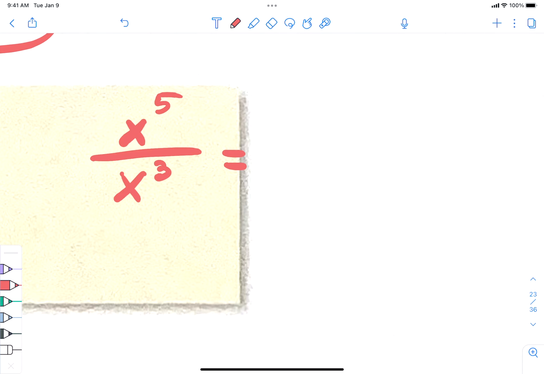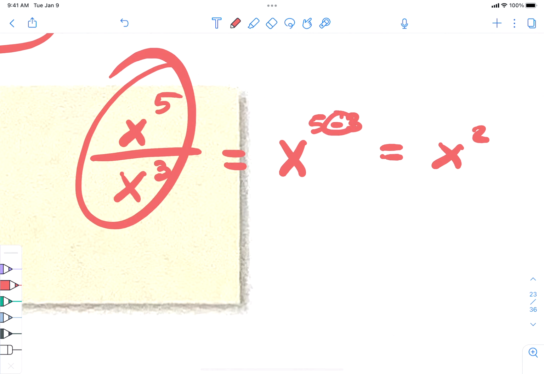Let's go. x to the 5th divided by x to the 3rd. I'm making this example up and putting it in the next box, because when you have exponents like that, what do you do with them when you're dividing? You subtract. So this would be x to the 5th minus 3rd, and we would get x squared. So divide means subtract. Multiply means add, divide means subtract.